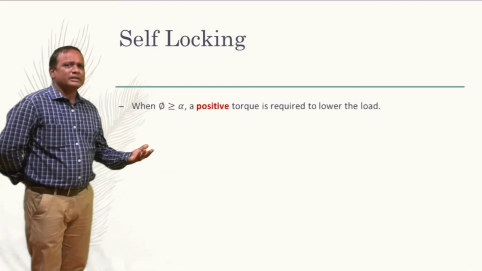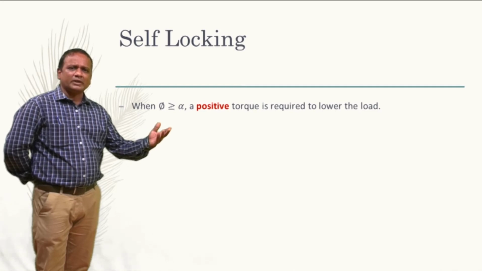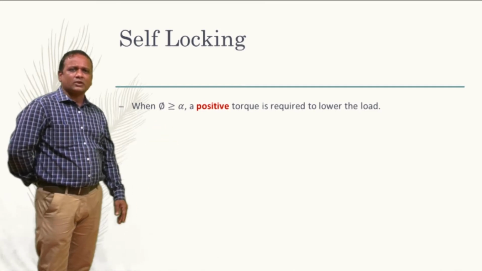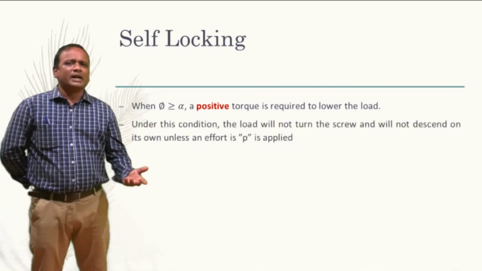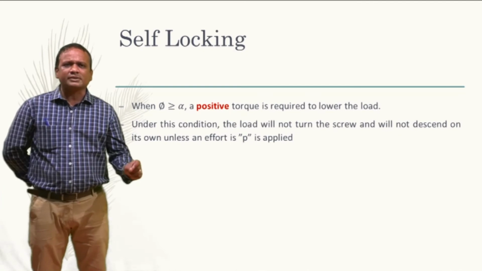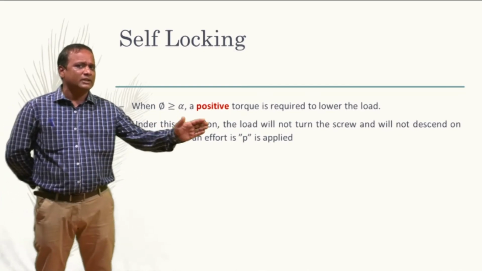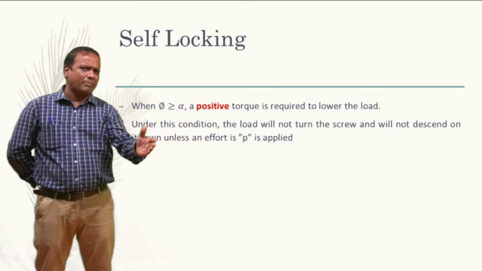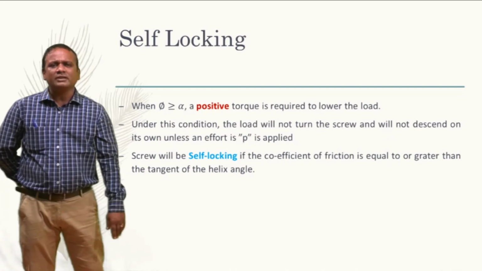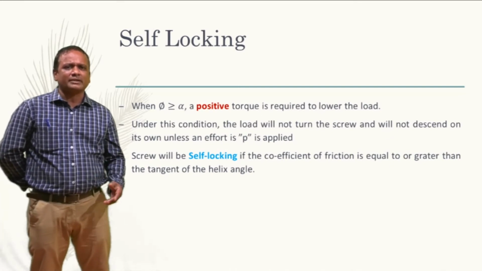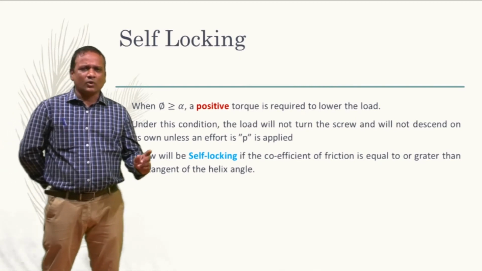Here, since the coefficient of friction phi is more than or equal to alpha, we get a positive torque, and some effort is required to lower the load. Under this condition, the load will not turn the screw; it will not descend on its own unless you put an effort P applied on the handle. So the screw will be self-locking if the coefficient of friction is equal to or greater than the helix angle. So this is self-locking and overhauling.